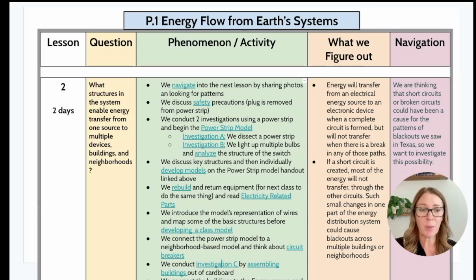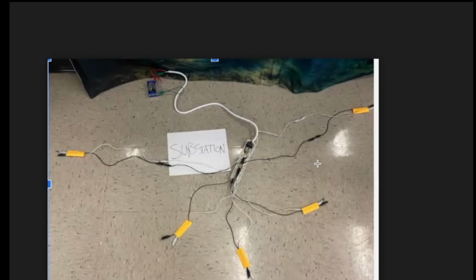They need to connect their building to a substation. And so this is just directions on how to assemble buildings out of cardboard. But this is what the substation will look like. So you've got the surge protector. It looks like it's still dissected. So if you have a block period, they don't need to reassemble them. Or you might have some surge protectors set aside just for substations.